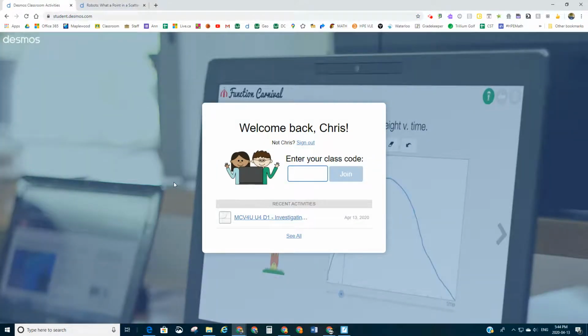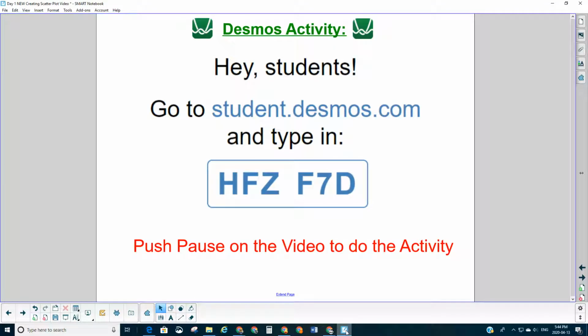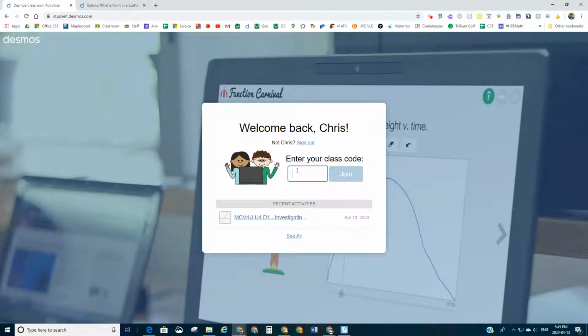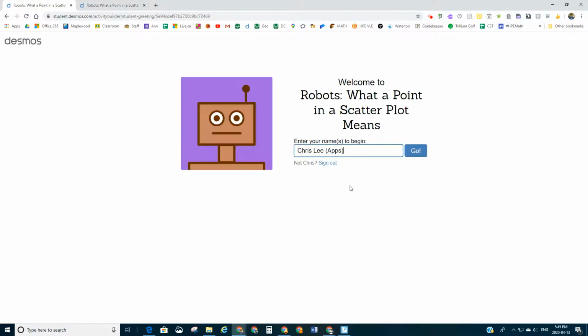And then once I do that, you're going to get this, and you're going to put in that code. So that code is HFZ F7D. So you might want to write that down, but you're going to go here and go HFZ F7D. And then when you do that, you're going to push join.